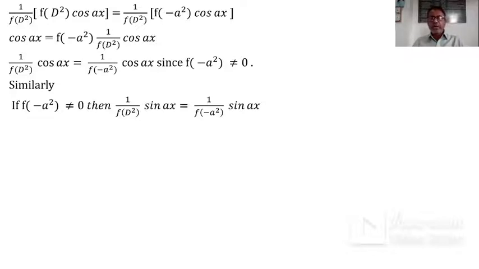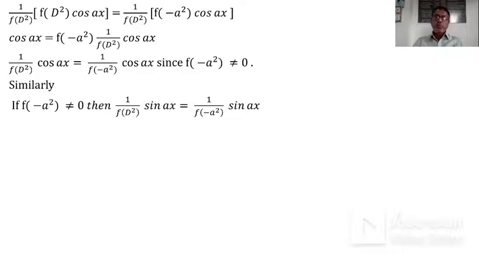In the same way, we can see the proof similarly for sin ax. The other part is: if f of minus a square is not equal to 0, then 1 upon f of D square operate on sin ax is equal to 1 upon f of minus a square sin ax. And this is an exercise for students, since similarly we are able to give the proof of this as we have seen in the previous theorem.